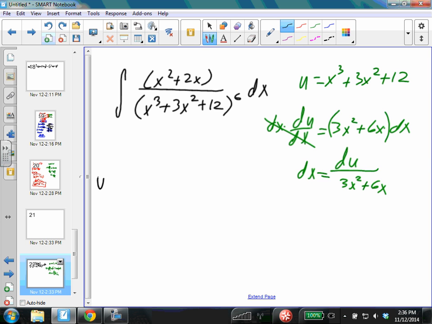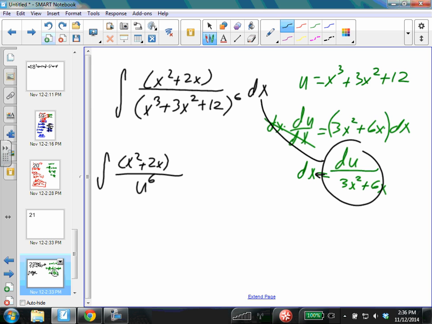Okay, so now if I plug stuff back in, then that stuff up top just stays, x squared plus 2x. I didn't do anything to it. But now on bottom, what do we have? Very good. U to the 6th. And then for dx, we're subbing this stuff, which is equal to dx, in. So it will be du over 3x squared plus 6x. And now our hopes were that that stuff on top would cancel out, but it doesn't look like that's happening right now.